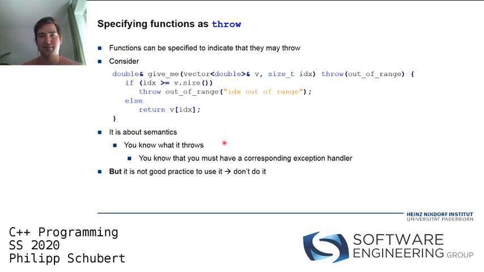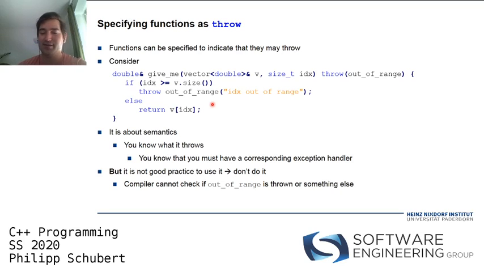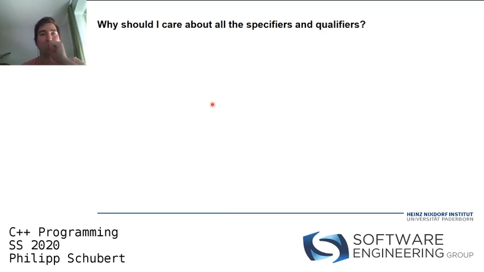So please don't use the throw annotation, because the trouble really is that the compiler cannot check if really only an out of range is thrown or something else. If you throw something else here, the compiler cannot check that what is annotated as throwable matches what can actually be thrown. That cannot be compiler checked. And therefore it doesn't make any sense really to use it. So the annotation with throw was just a bad idea. So if you see it on the internet, please don't do that.